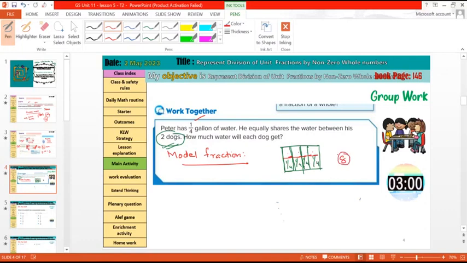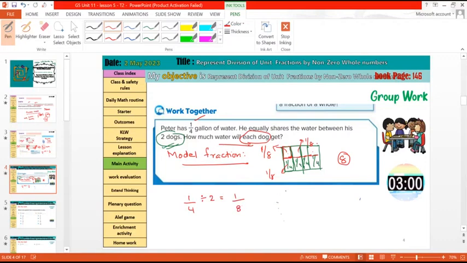Now there are 8 parts in total. If I ask you how much is one part, clearly it is 1 over 8, one part over a total of 8. This will also become 1 over 8, and this too. All the parts will become 1 over 8. So the question is how much water will each dog get? Each dog means each part. So the answer is 1/4 divided by 2, which is 1 over 8.